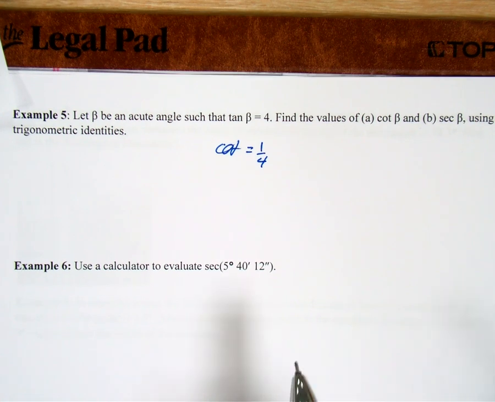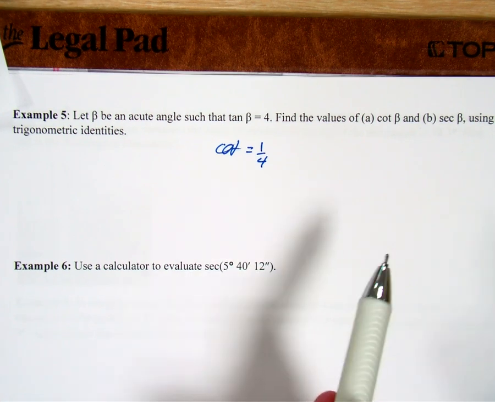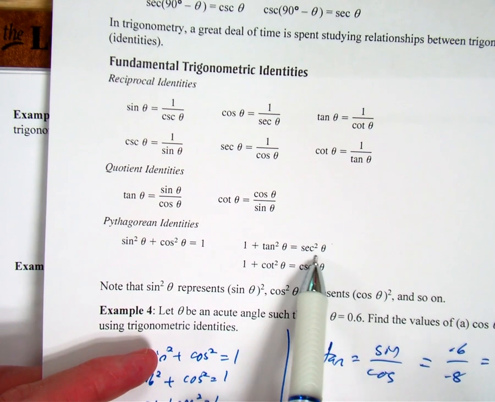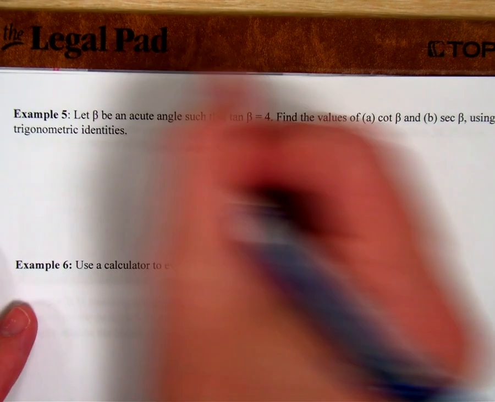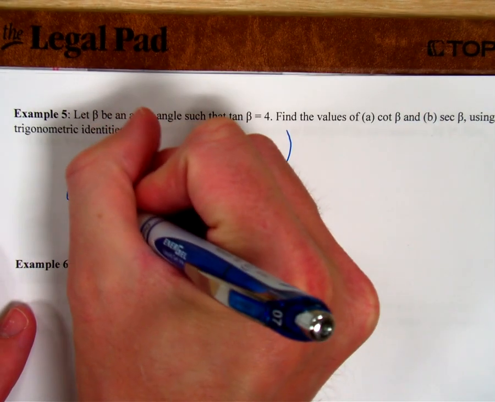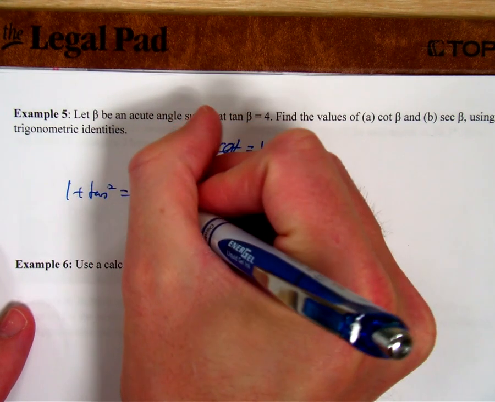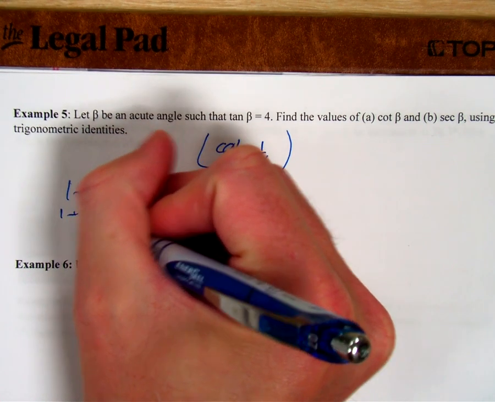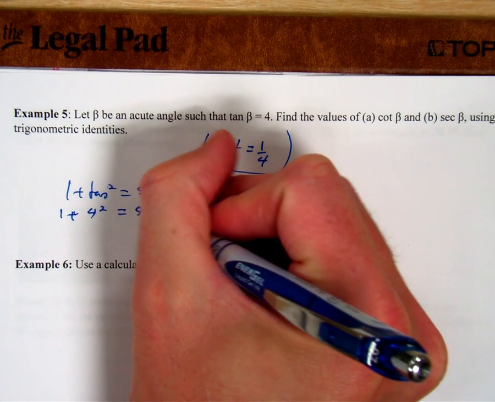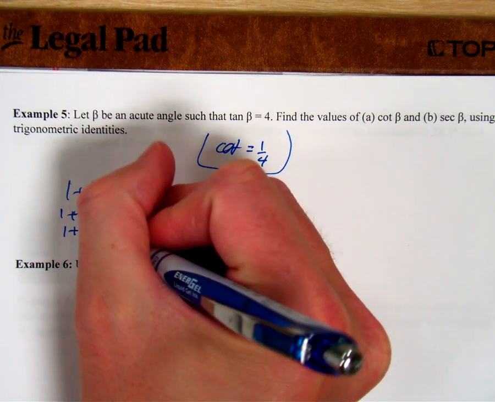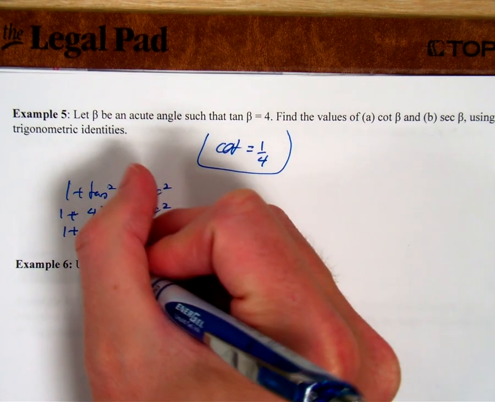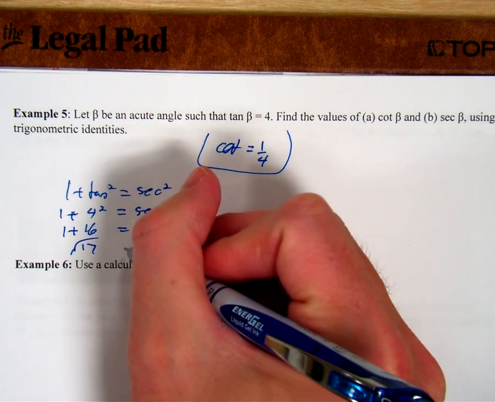And then now, to get secant, we can use 1 plus tangent squared equals secant squared. Alright, so we got 1 plus 4 squared equals secant squared. 1 plus 16 equals secant squared. 17, we're going to square root it.